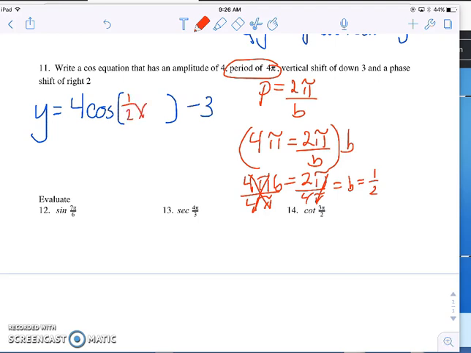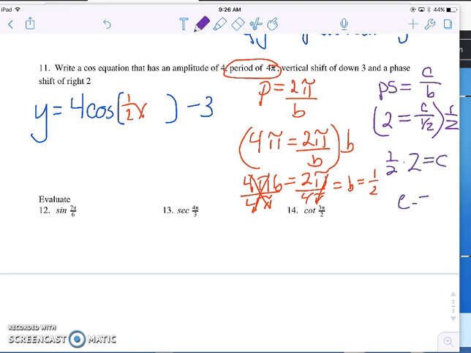And then our phase shift. So let's try, what is our phase shift? Phase shift equals c over b. So we know phase shift is 2. c over 1/2. So if we multiply by half, half times 2 equals c. So c equals 1, and it's to the right, so it has to be -1.